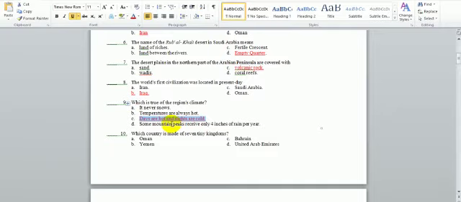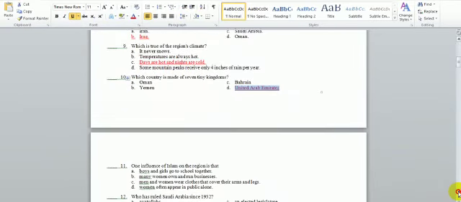Number 10. Which country is made of 7 tiny kingdoms? Oman, Yemen, Bahrain, or United Arab Emirates? I think we can know it from the name only. Yes, it is United Arab Emirates. Number 11.